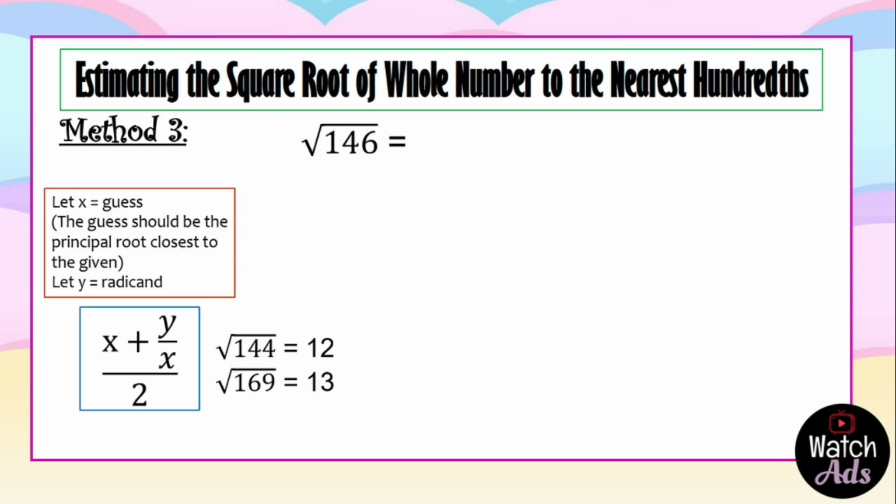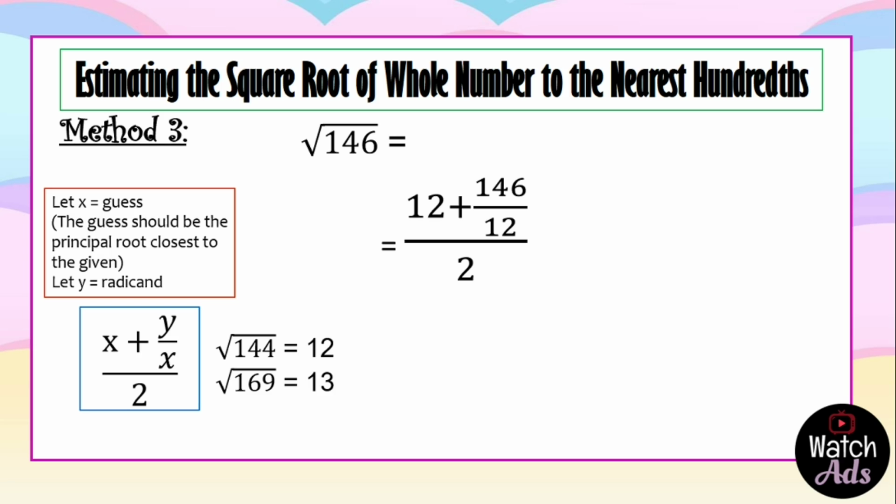The square root of 144 is 12. The square root of 169 is 13. Now, take the number closest to 146, and that is 144. Now, we are going to consider x is equal to 12. Now, let's replace the variables. X is 12, so we put 12 plus, since y is 146, that is our numerator, and x again is the denominator, that is 12, and then divide it all by 2.